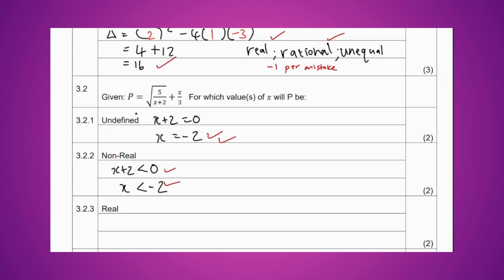And then where is this equation real? So of course real is where you have 0 or a positive underneath a root. So it would be the opposite of this, but just watch out. It can't be equal to 0. It can't be equal to because then you have undefined, right? So it is where x plus 2 is greater than 0, not greater or equal to, though that is usually what the real part is. And then x is greater than -2.